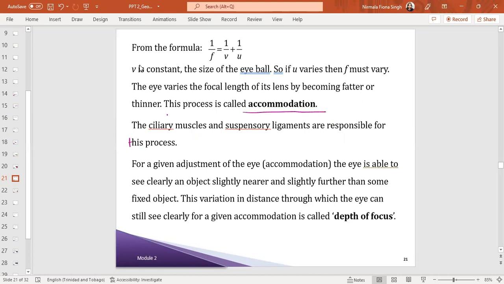Your eye has to change its focal length to view properly. So for a given adjustment of the eye, accommodation, the eye is able to see clearly an object slightly nearer and slightly further than some fixed object. This variation in distance, through which the eye can still see clearly for a given accommodation, is called depth of focus. So depth of focus is where we can view something clearly, even though we're not looking at it.